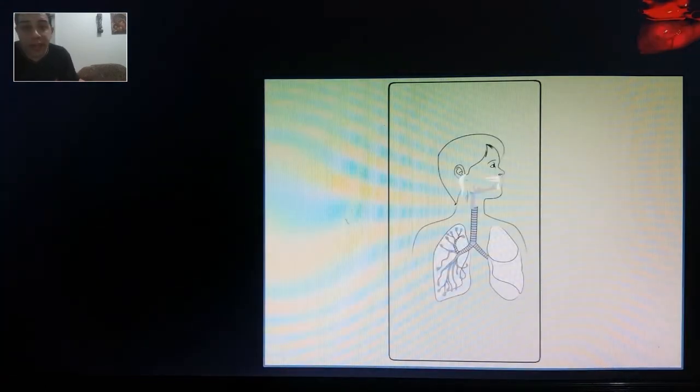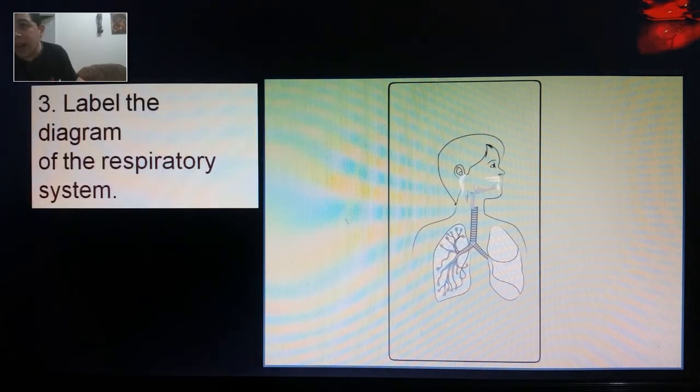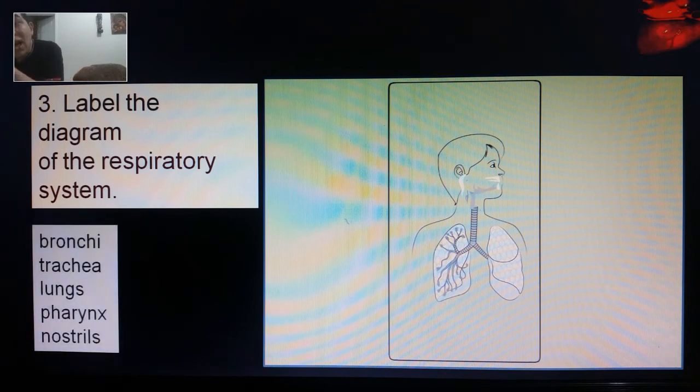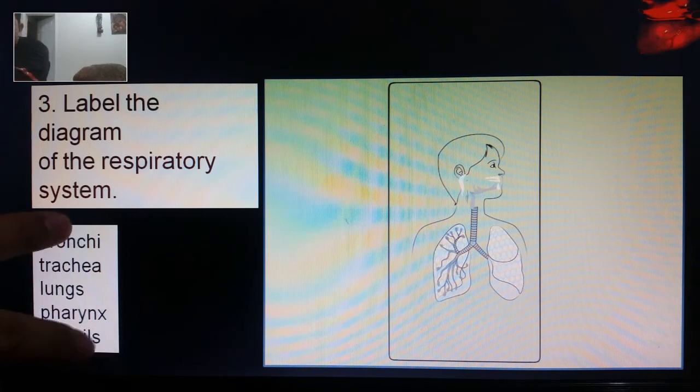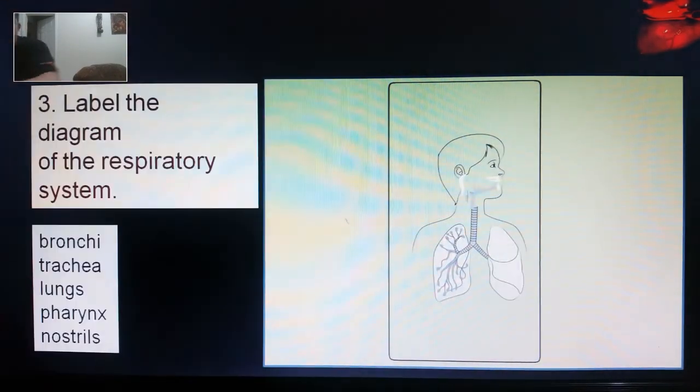Okay, we're ready for the next exercise on the same page, page 19. There is this diagram of a kid's respiratory system. We need to label each of the parts. The instructions say, label the diagram of the respiratory system, and we are given 6 answers: bronchi, trachea, lungs, pharynx, and nostrils. We're going to use these answers to name the parts in the diagram.